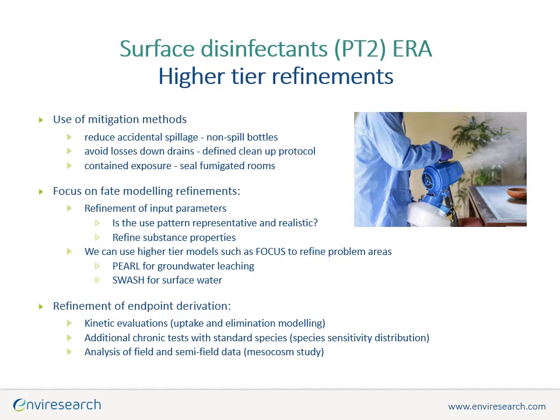These are mechanistic models that simulate the dynamic processes over time. And here, for example, we have PEARL, which is for groundwater leaching, and SWASH for surface water inputs via drainage systems into ditches. Both of these are standard plant protection models that can also be used if it's a relevant pathway and UCs fails at Tier 1. We can also look at refinement of the endpoint derivation. This reduces the assessment factor used in calculating the PNEC with more data. So this is the end of the product type 2 section.